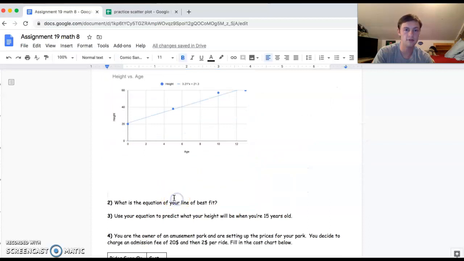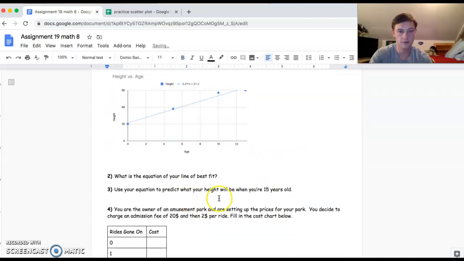But there it is. And for question 2, it says, what is the equation of your line of best fit? Well, that's right up there, and that is y equals 3.21x plus 21.3. This is back to that linear equation stuff where we write equations.